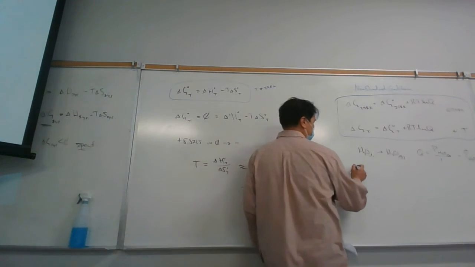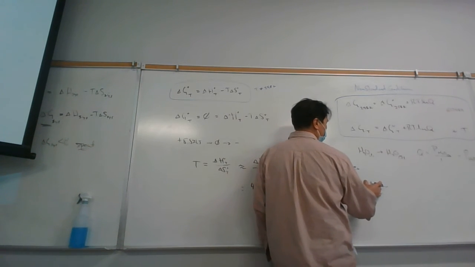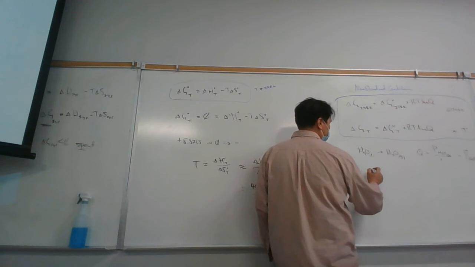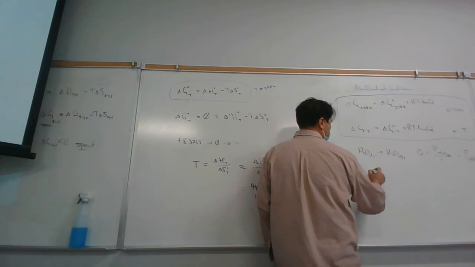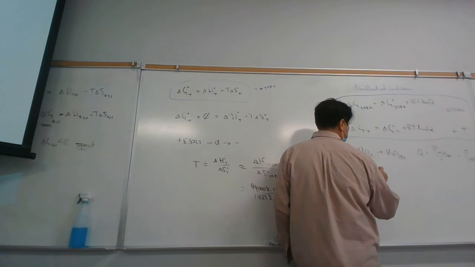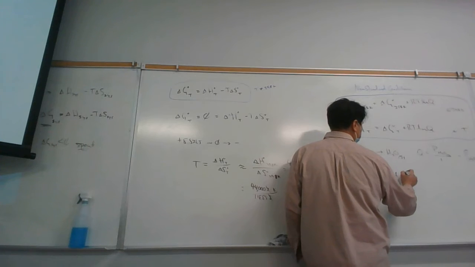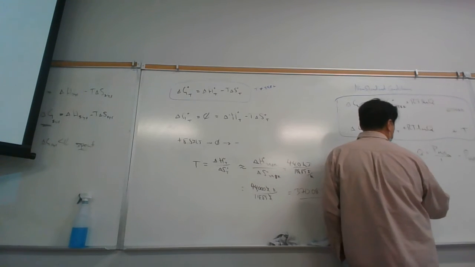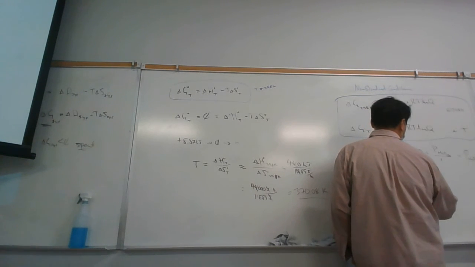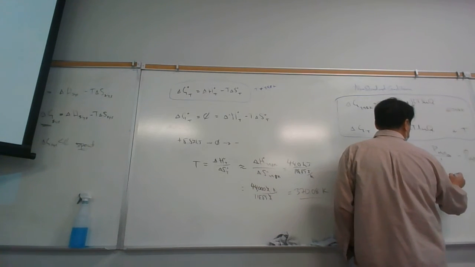So let's say in our example here, we want to boil the water on top of Everest. So at high altitude, the summit of Mount Everest has a pressure of about 1/3 of an atmosphere.